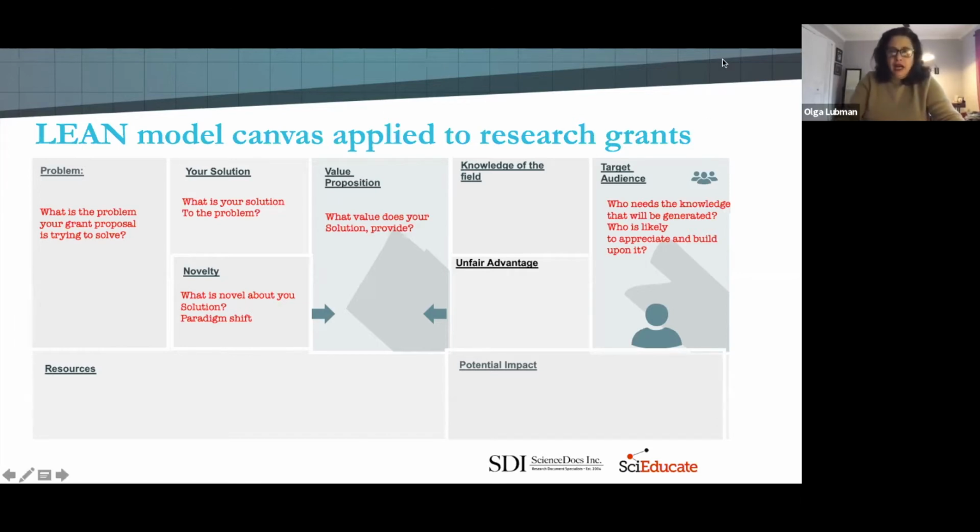And here I emphasize the relationship between the solution that you're proposing, what you're pitching in your proposal, to the target audience or the institute, the foundation or the organization that will fund your proposal. You need to identify a group, an organization, an institute, an NIH study section that needs the knowledge that will be generated by your solution, right? And not just that, but who is likely to build upon that knowledge should the work you propose work out.